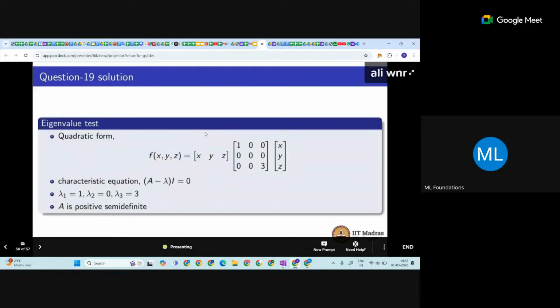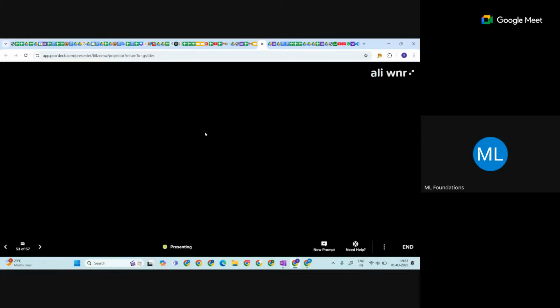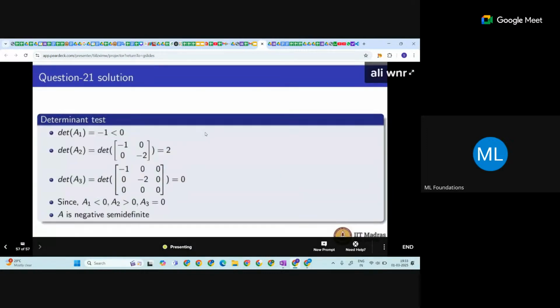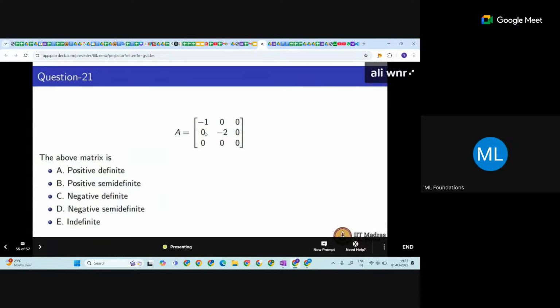Again, it is a diagonal one. Okay, all are only diagonals. Okay. Let's quickly do the next.